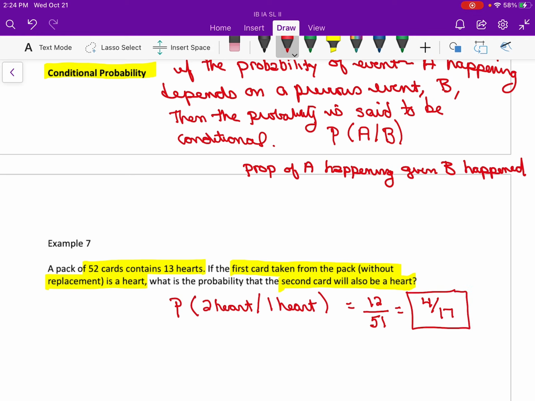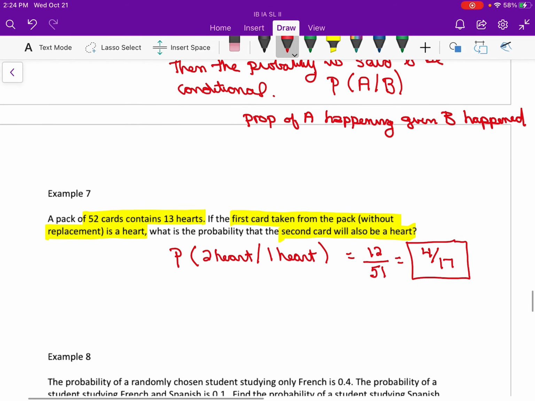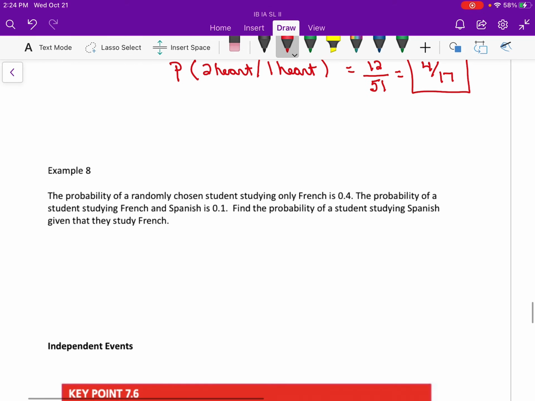All right, so it makes common sense as well. I think the wording is almost more challenging, but if I've taken a card out that's a heart, so now there's only 12 hearts left, and I've taken a card out of the deck, so there's only 51, that's just my probability. It is what it is. It is what's left, okay? Hopefully that makes sense.